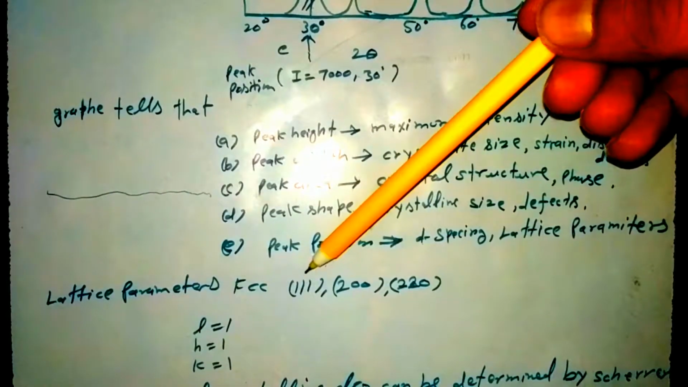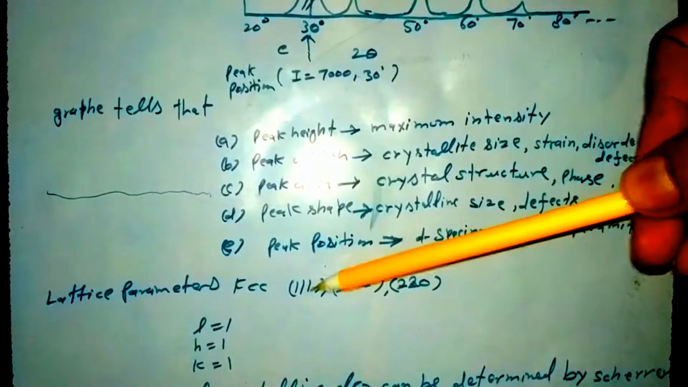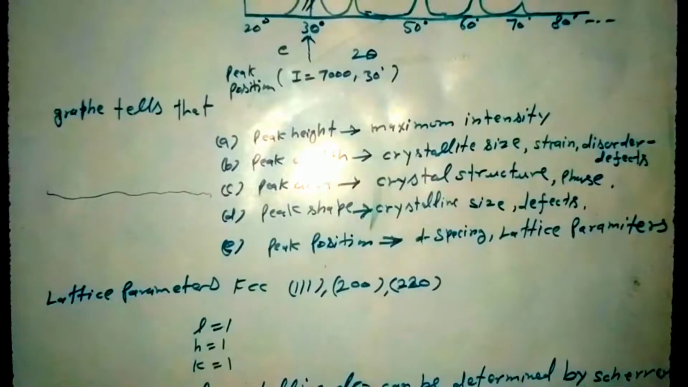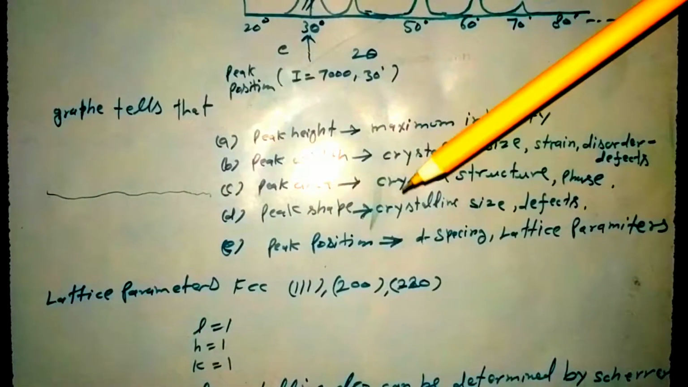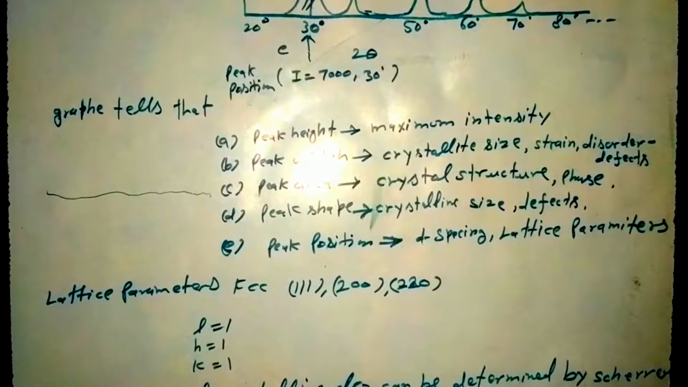So we received the Miller indices H, K, L as 1, 1, 1. These indices we received from the Bragg equation. This graph is mostly useful, as we received it from the experimental data, and these peaks tell about the crystal size and structure, lattice parameters, intensity of the peak, and atomic arrangement inside the crystallite. There is one more equation, the Scherrer equation, which we can also use.